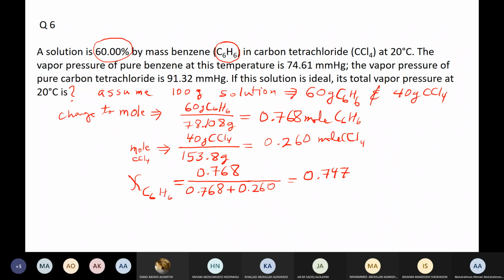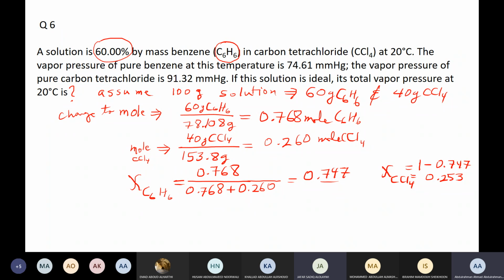Okay, what's the unit? No unit. Okay, what's the mole fraction of CCl4? How can I find it quickly? You don't have to divide again. It's one minus the other number. Just subtract from one. 0.253. Yes. I hope more than one student is getting it. Yes, I get the same answer.